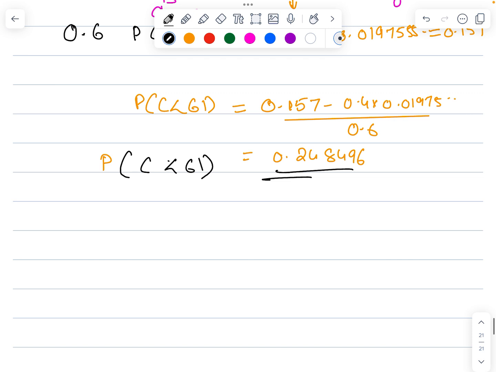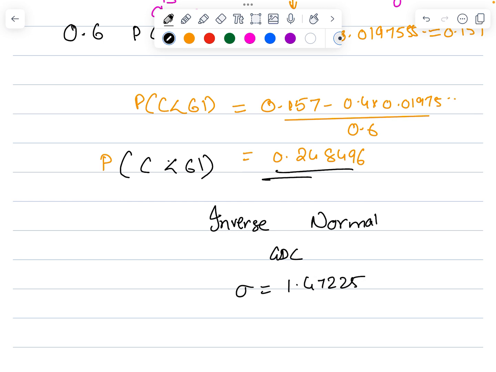Now you know the probability. Use inverse normal in the GDC. You should be getting the sigma value as 1.47225. In three significant figures, 1.47 grams. That's going to be the answer.